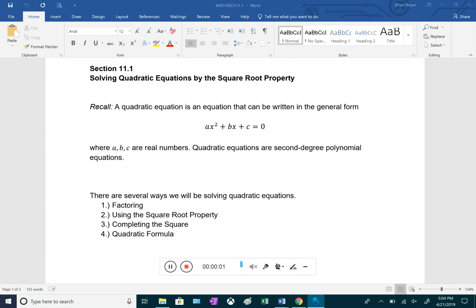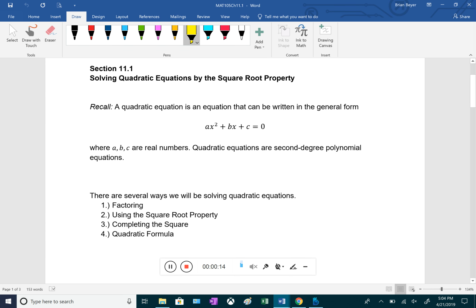In section 11.1, now we're going to be solving quadratic equations using the square root property. So remember what a quadratic equation is. It's a degree 2 polynomial, and it can be written in the form ax squared plus bx plus c equals 0. So I put a little refresher down here at the bottom, the ways that we're going to be doing this. Factoring, which we already did. And this one we're doing the square root property, and then later on we'll do completing the square and the quadratic formula.